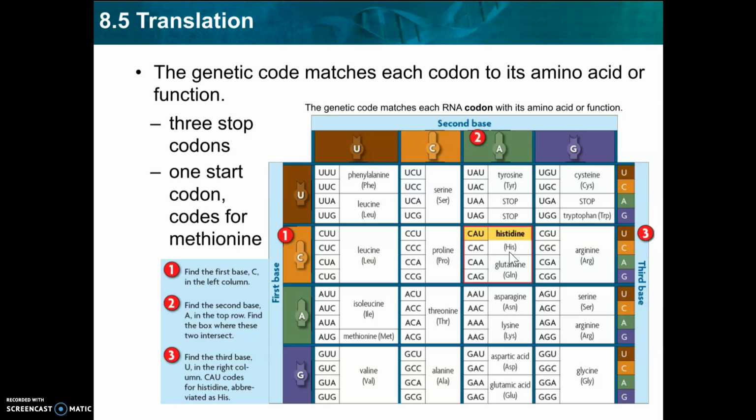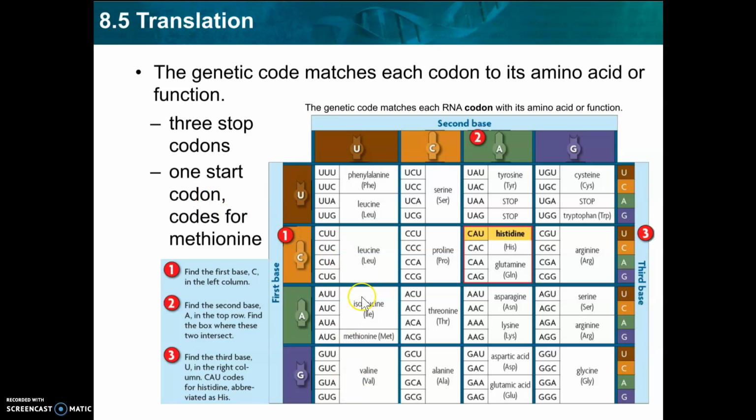So you might notice a couple of things from looking at this codon chart. There are different combinations of codons, but several codons code for the same amino acid. So the amino acids, let's say isoleucine down here, you can have 3 different codons coding for that same amino acid. You could have AUU, AUC, or AUA coding for isoleucine.